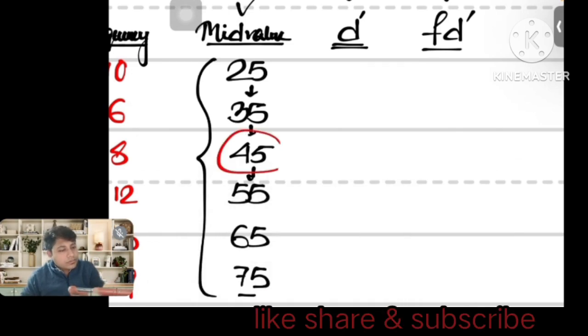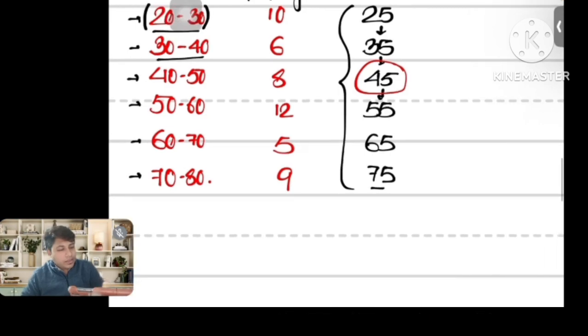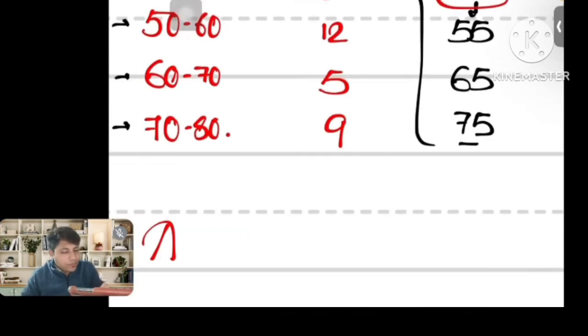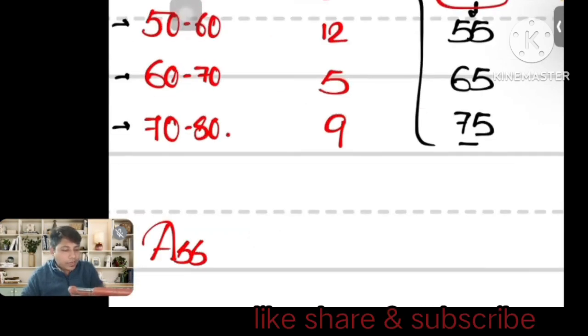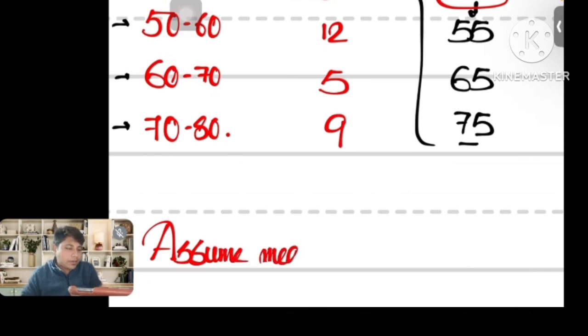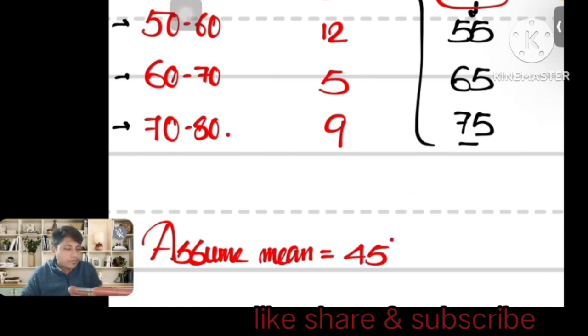I marked it. So I'm going to write here that the assumed mean is 45. You guys can also copy that. Assumed mean is there. It is coming to 45 for me. I'm going to write assumed mean is 45.